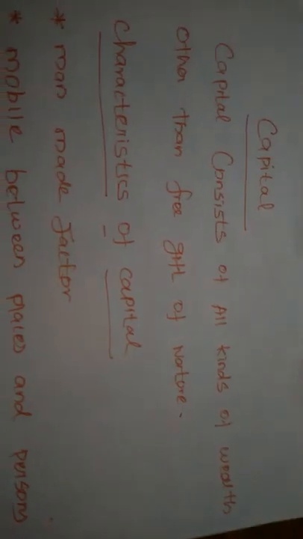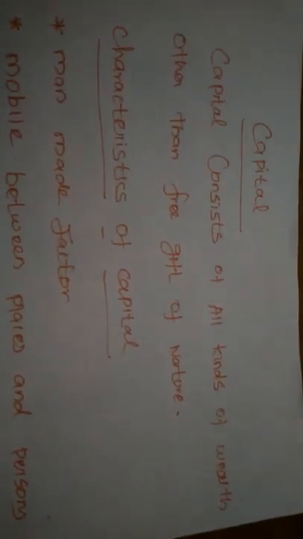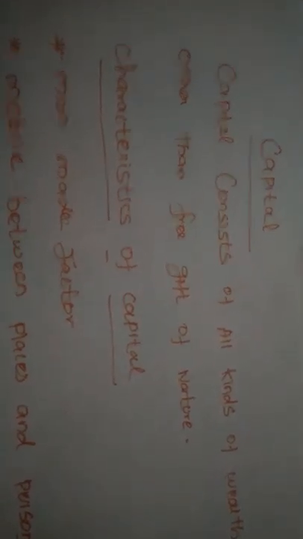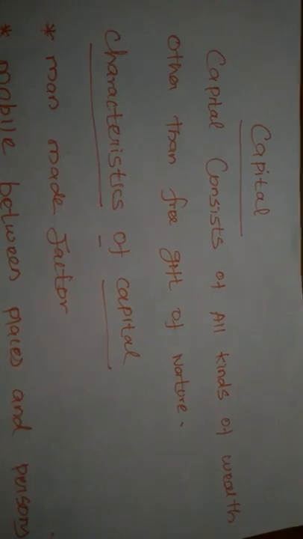Next, one of the factors is capital. The capital consists of all kinds of wealth other than free gift of nature. So what do we mean by capital? The capital consists of all kinds of wealth.